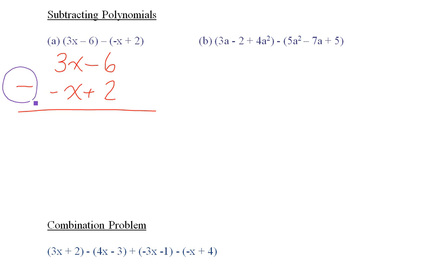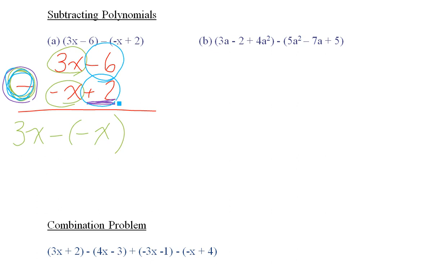And we have to be really careful because here we see a plus 2. Remember, when we subtract a positive 2, we have to be careful with what our answer will be. So technically, we are actually doing 3x minus negative x, and we are technically doing, we'll just use a different color, negative 6 minus positive 2. You've got to be really, really careful with that.